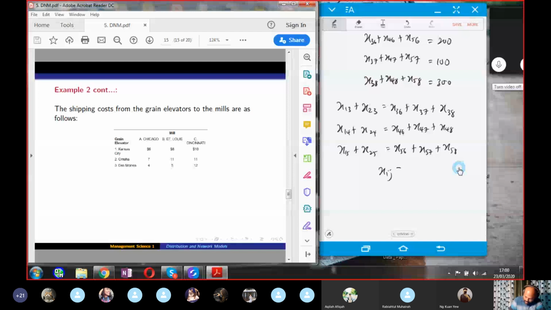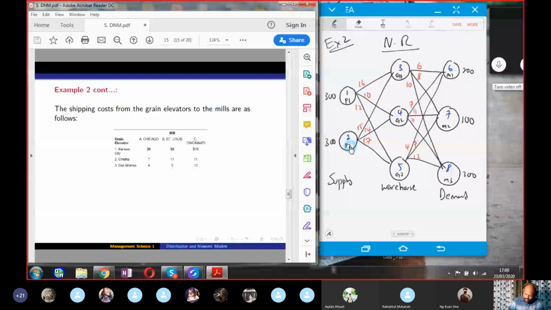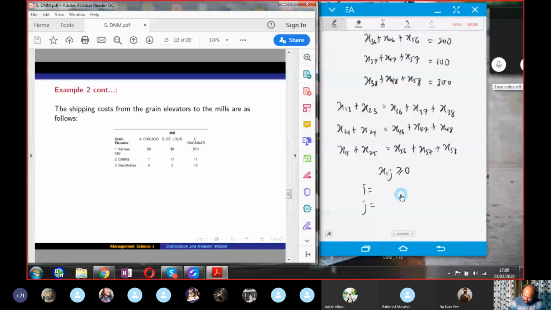The final one would be this one, X_ij greater than or equal to zero. And I told you i is the starting point. The things start from 1, 2, 3, 4, 5. j is the ending point: 3, 4, 5, 6, 7, 8. Okay, so in this case, this is the answer.